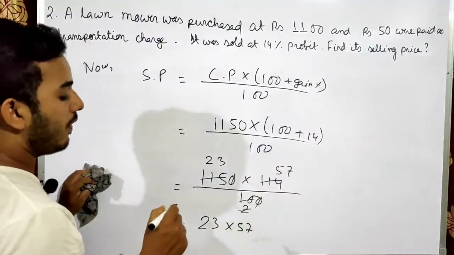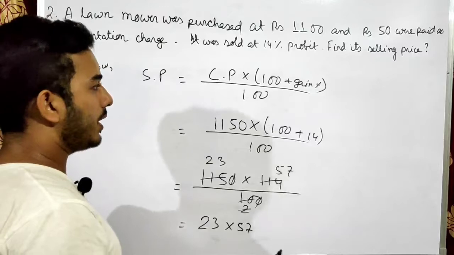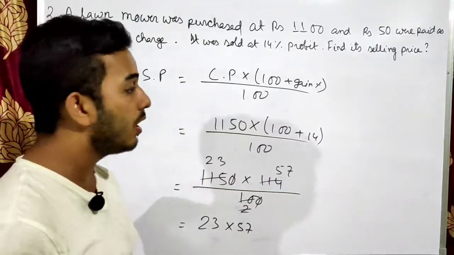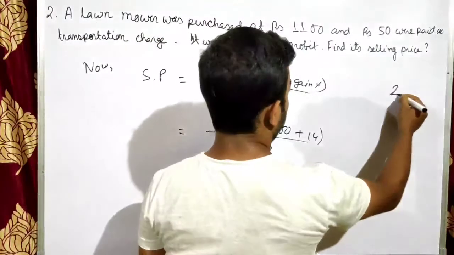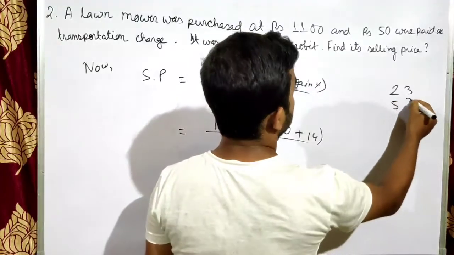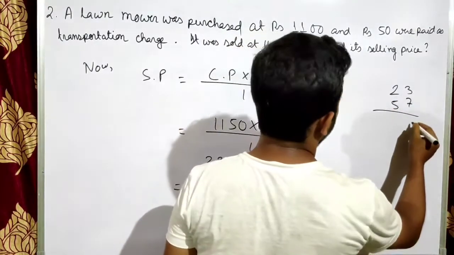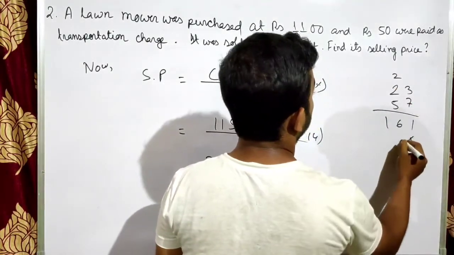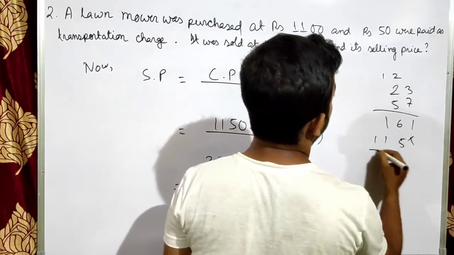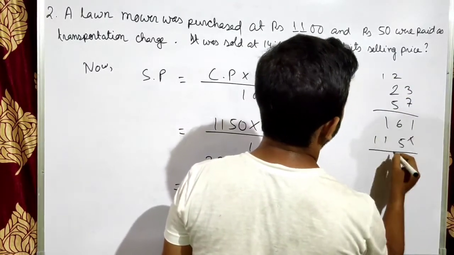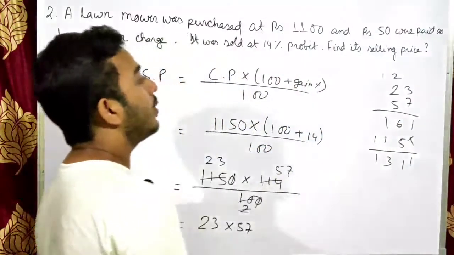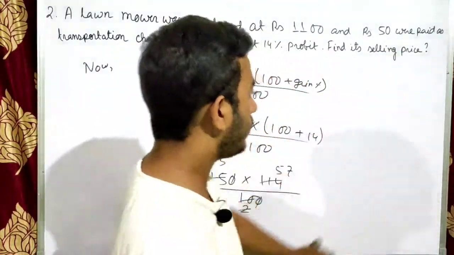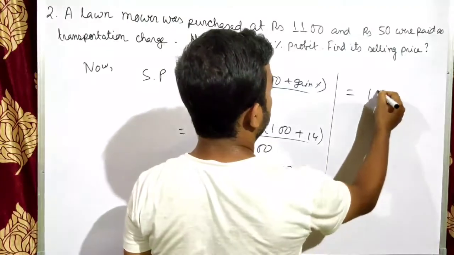Okay, so if we now find out the product of 23 and 57, we can easily say what is the selling price of that lawn mower. So now let's find out the product of 23 and 57. So 7 into 3 is how much? 7 into 3 is 21, 7 into 2 is 14, 16, 5 into 3 is 15, 1, 5 into 2 is 10, 11. So it is 1311.